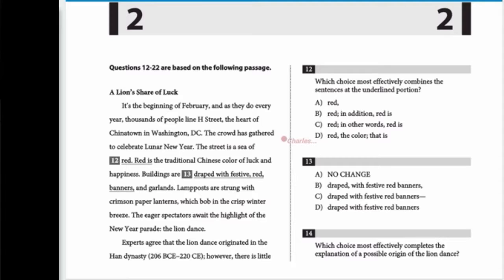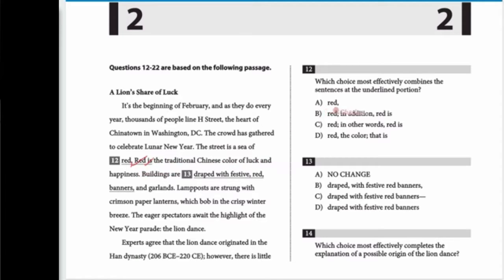Starting passage 2, number 12. Which choice most effectively combines the sentences at the underlined portion? Okay, so I've got to decide between semicolons and commas. We have the street is a sea of red, period. Red is the traditional Chinese color of luck and happiness. I would be eliminating the subject and verb of the second sentence. A comma would make it then a dependent clause. The street is a sea of red, the traditional Chinese color of luck and happiness.